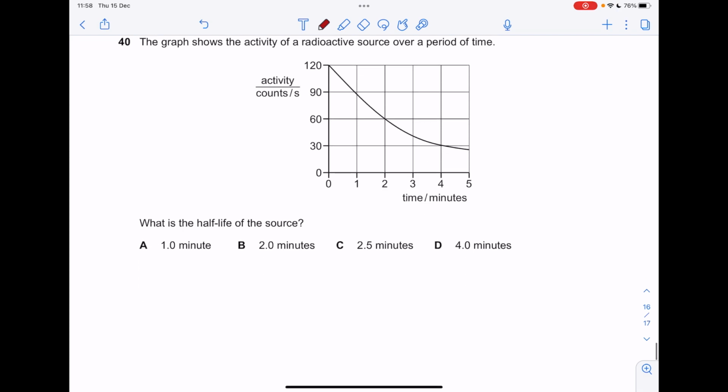Polonium A. The graph shows the activity of a radioactive source over a period of time. What is the half-life of the source? So that's when the count rate drops to half of the original amount, so down to 60 in this case. Read down to the x-axis and we can see that the answer here is 2 minutes, B.